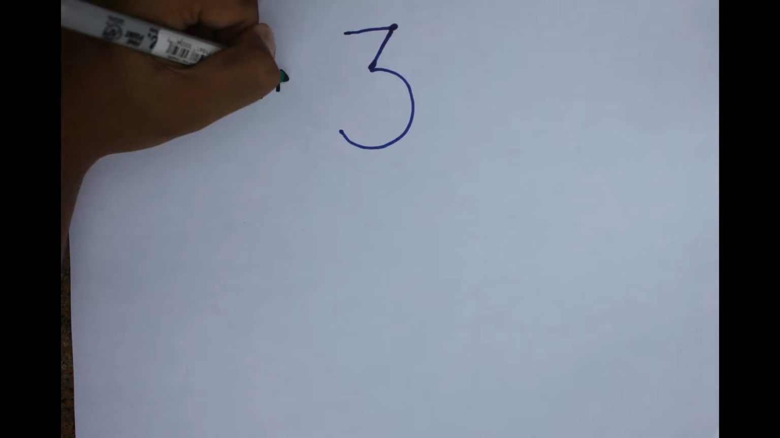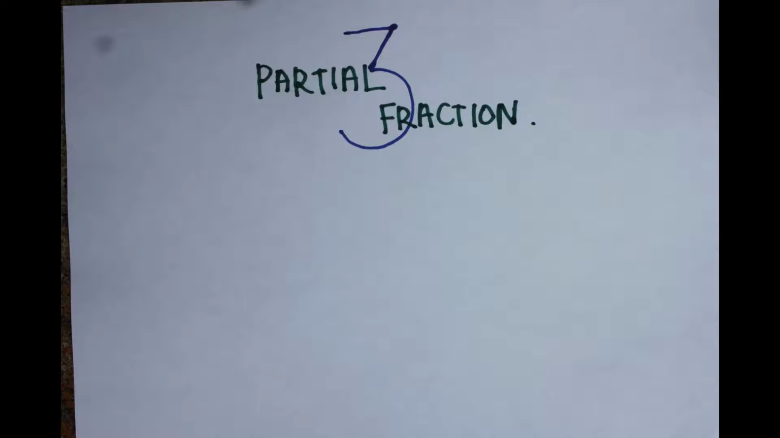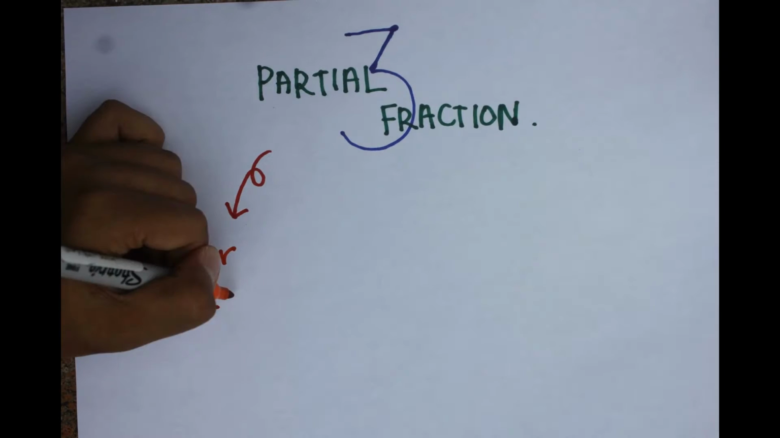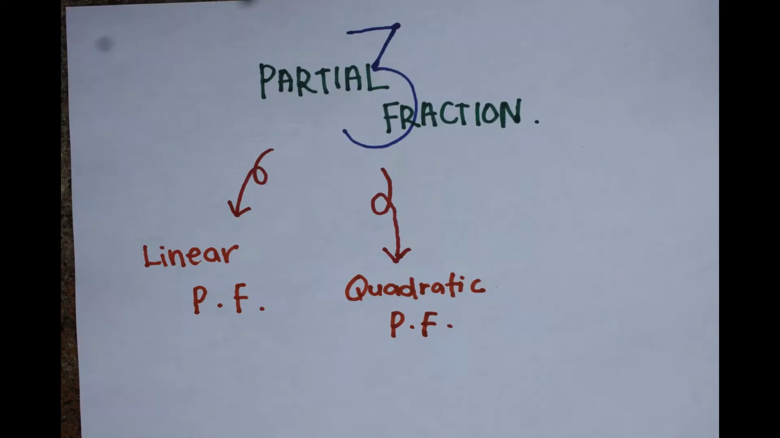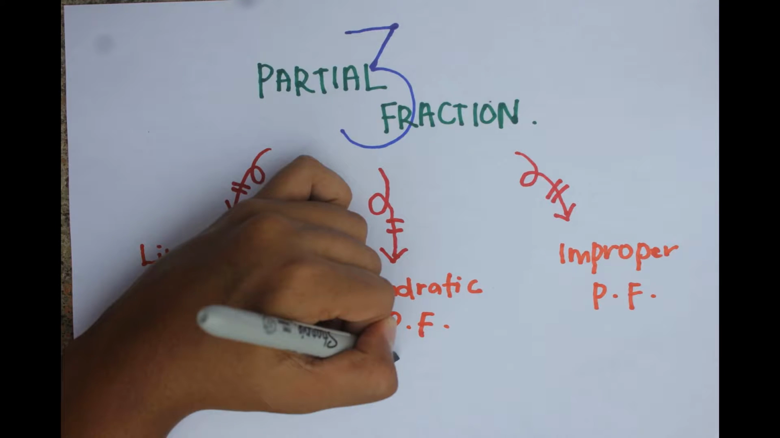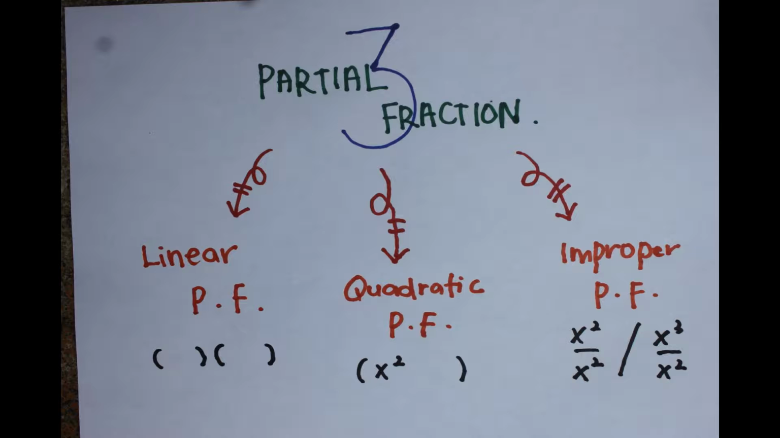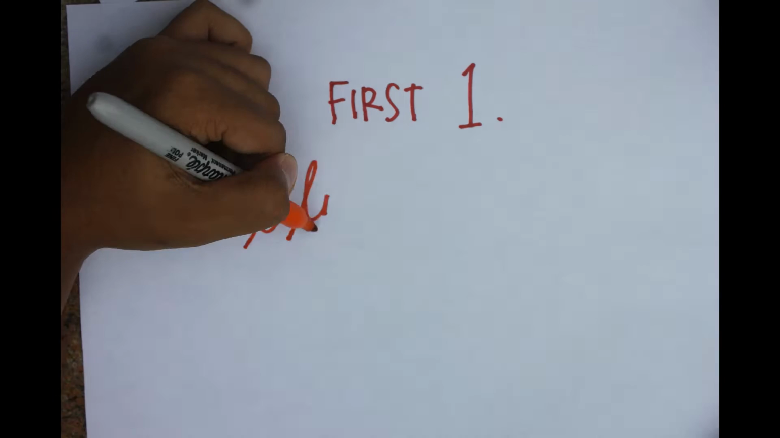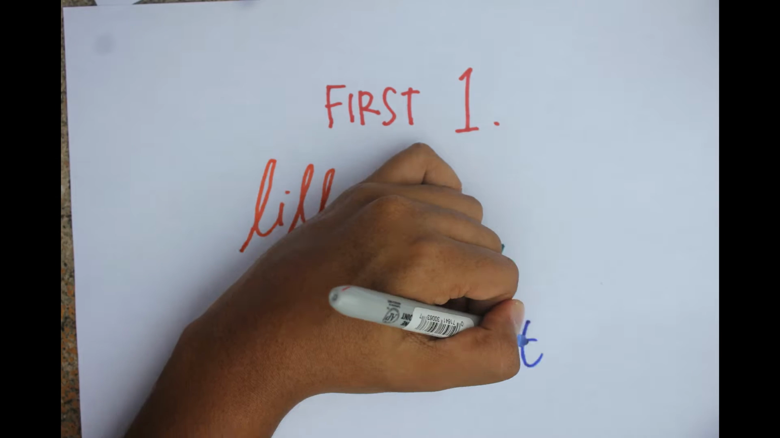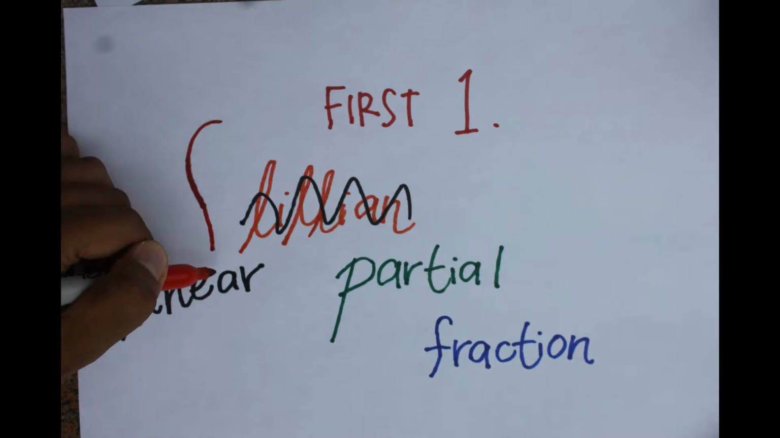Before we continue, we need to know the three types of partial fractions. The first type of partial fraction is the linear partial fraction. The second type will be the quadratic partial fraction, followed by the third type, improper partial fractions. In this video, we will be demonstrating how to integrate all three types of partial fractions. So first, we will demonstrate to you how to carry out the integration of linear partial fractions.